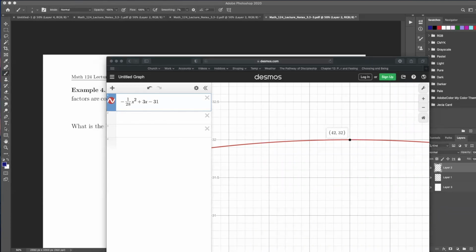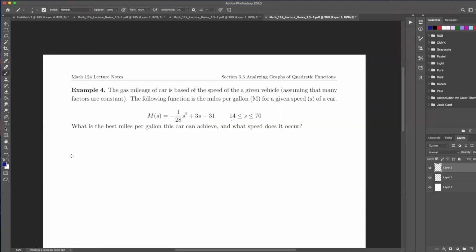So let's do it by hand and see what we get. So from what we're reading here, it'll be at 42. Our speed will be 42 because that's what our X is. And then we'll get 32 miles per gallon. So let's solve it by hand. To solve this by hand, we're going to just say S, and so S is like our X. So the vertex for that would be at minus B over 2A. Well, in this case, B is 3. So it'll be minus 3 over 2 times 1/28.